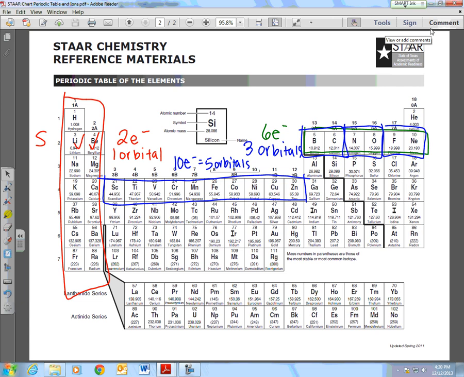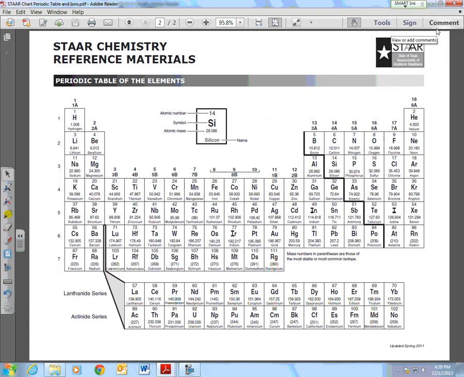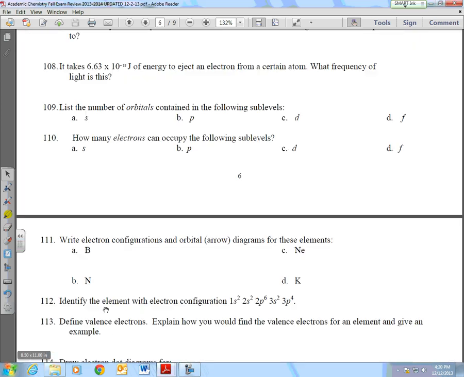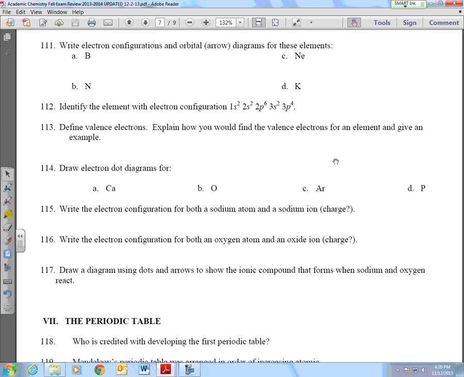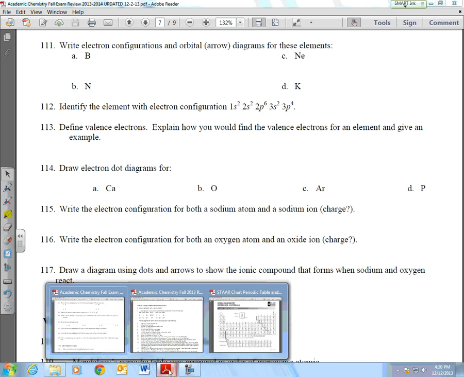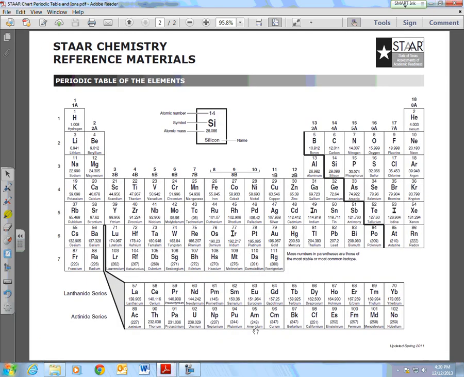Other questions? 111? Write the electron configurations and orbital diagrams for these. I'm just going to do one for you. So which one would you like to see? Which letter? I'll do both, but just one letter. A? Do you feel like you understand the electron configuration pretty well? It's just the orbitals you really need help with?